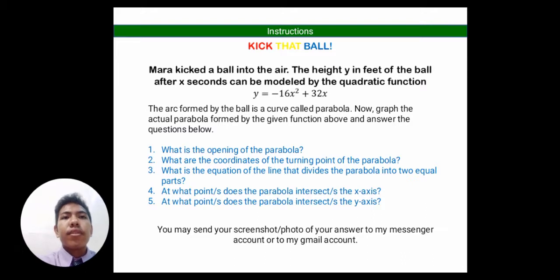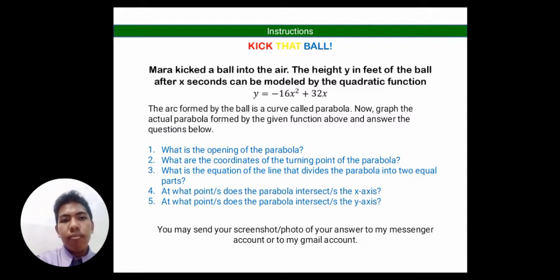Now please open the GeoGebra app and answer this problem right here. The name of this activity is Kick That Ball. So you will be given 20 minutes to solve this problem.